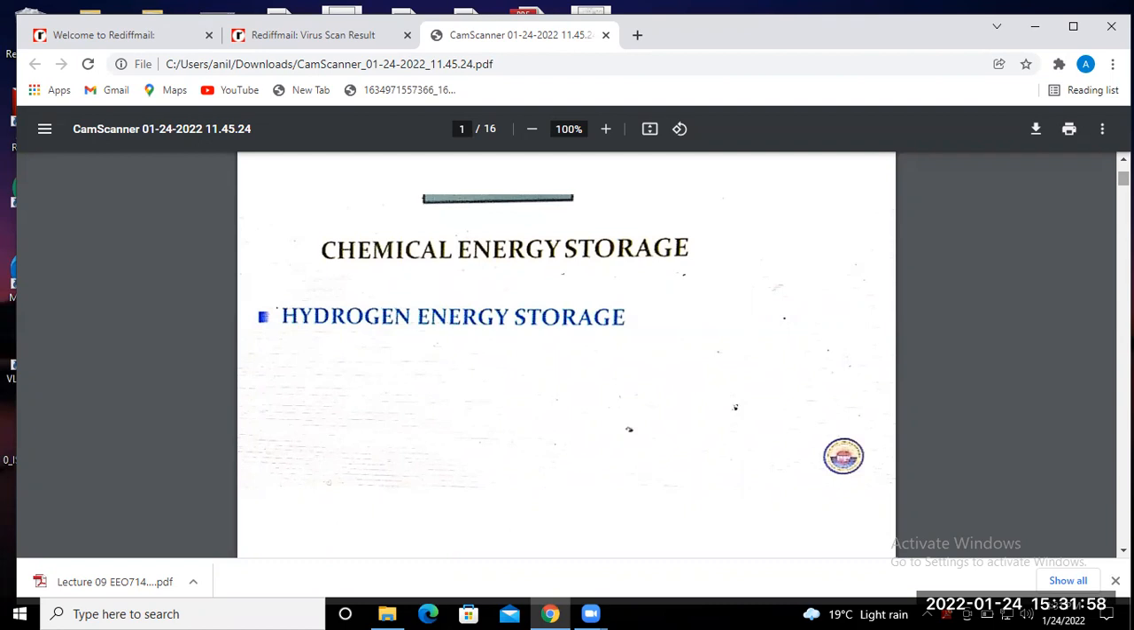So let's start today's class. Today we are going to discuss the chemical energy storage system. In the previous class, we already discussed some chemical energy storage, that means some batteries. So today, under the chemical energy storage, we are going to discuss hydrogen energy storage.